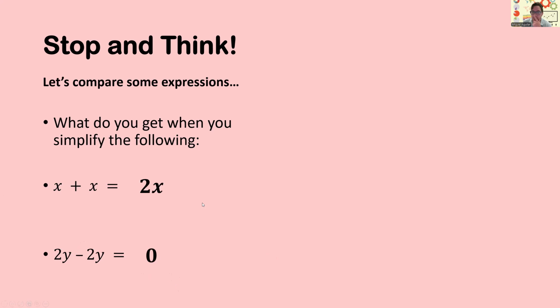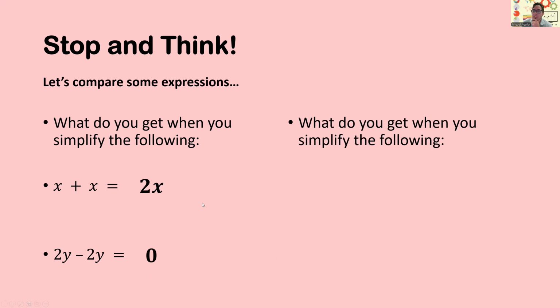A couple more brain teasers here. What do you get when you simplify the following? X times x. X. X squared. There we would get x squared, or x to the second power. Oh, it's multiplying. Duh. Yeah, because we're multiplying, right?